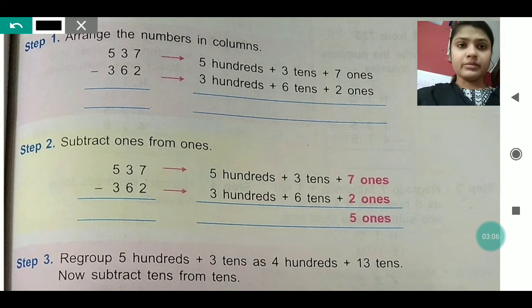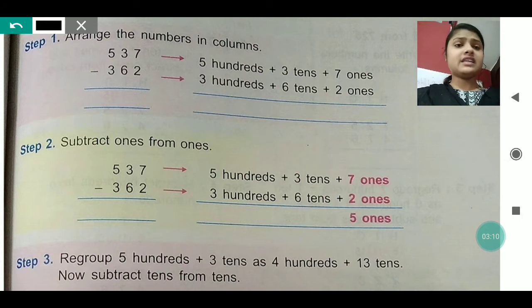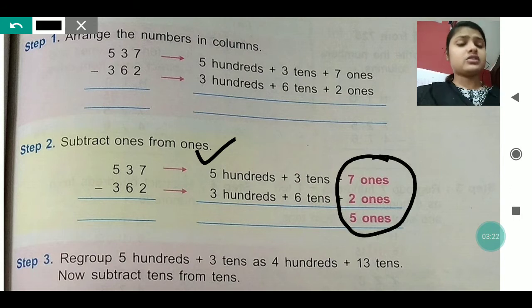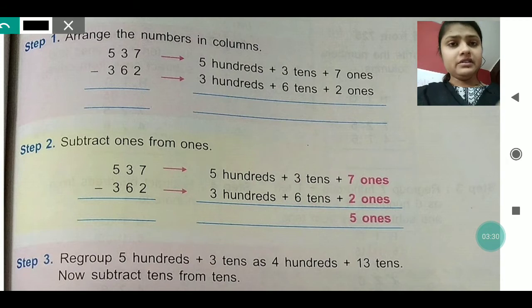There are three digit numbers, 537 and 362. I have arranged these numbers according to their place value. After arranging the numbers, subtract from the ones place. We will start subtracting from the ones place. Ones place is 7 and 2. So 7 minus 2, I am getting 5.